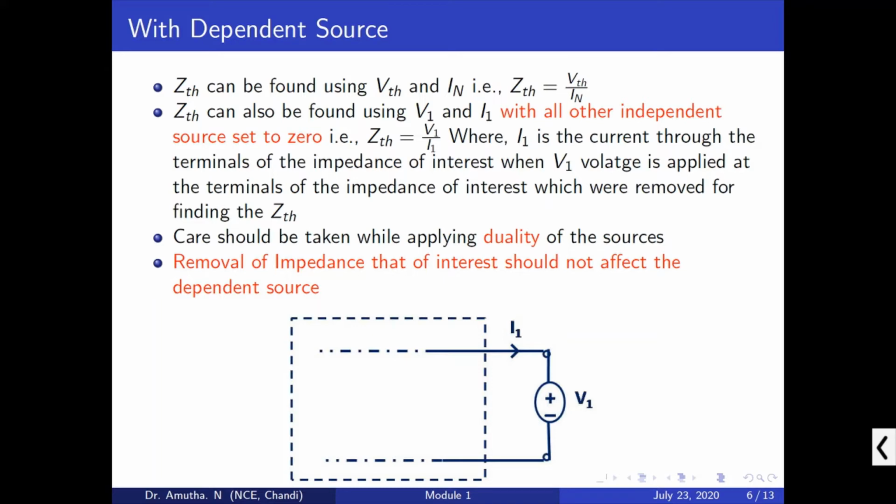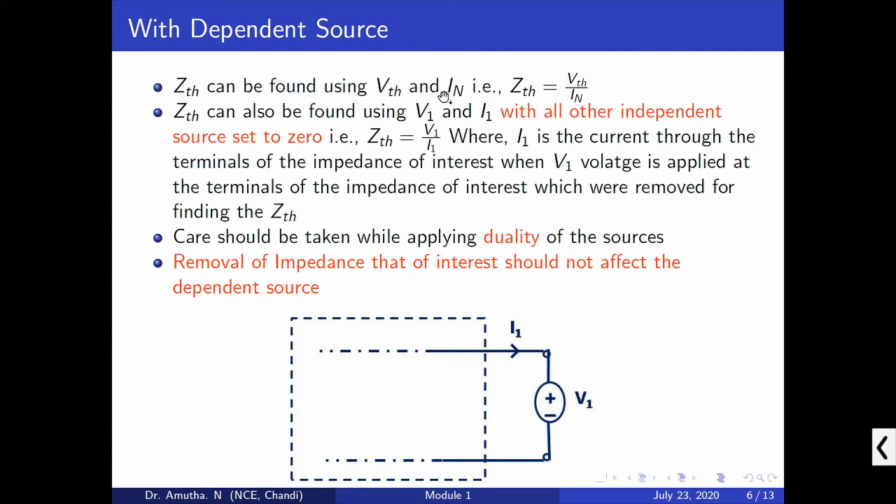And second thing is, while taking the duality, we have to be careful while converting from voltage source to current source or current source to voltage source. We have to take care of the changes happening in the current or voltages while converting. And third point is the removal of impedance that is of interest should not affect the dependent sources. Suppose if you are going to remove some part of the network, if it is affecting the dependent sources, then we cannot remove it. We have to look for other solutions.